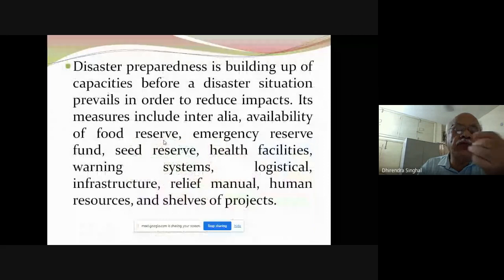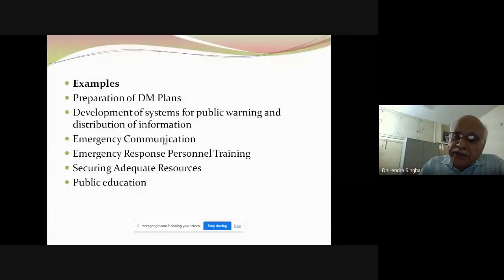So for preparedness, for example, you see regularly the NDRF team, whenever there are floods or earthquakes. By creating that NDRF, the Government of India has prepared against disasters. So you see the example of preparedness, preparation of disaster management plans. By preparing that NDRF team, we are prepared, because those people are trained in how to avoid the disasters. So that might be one of the plans.